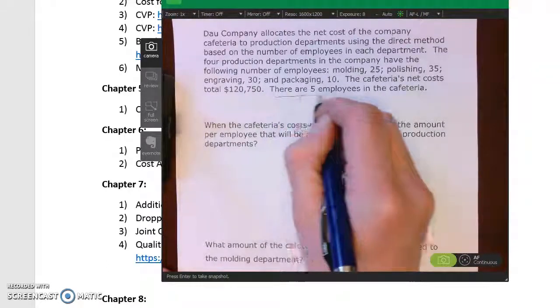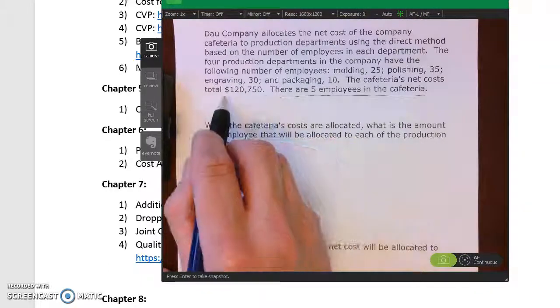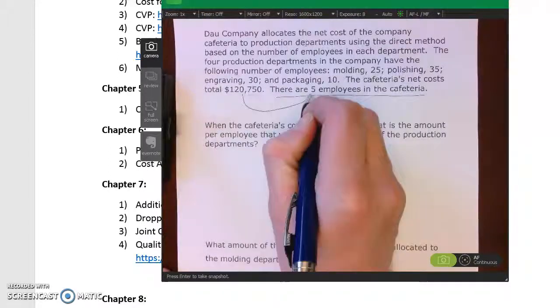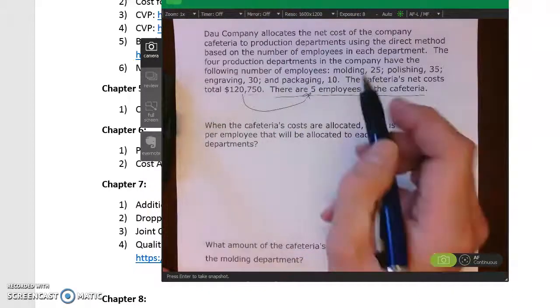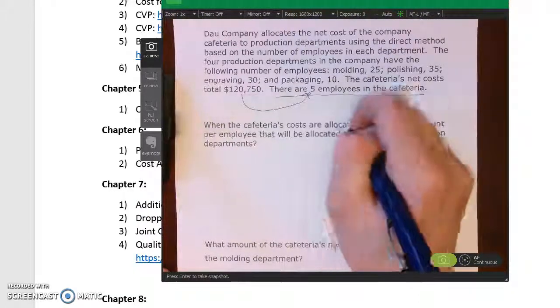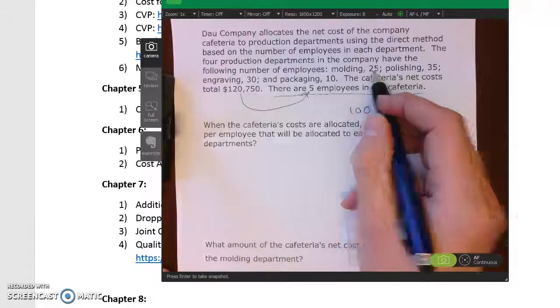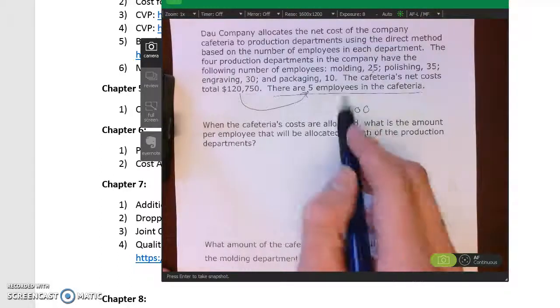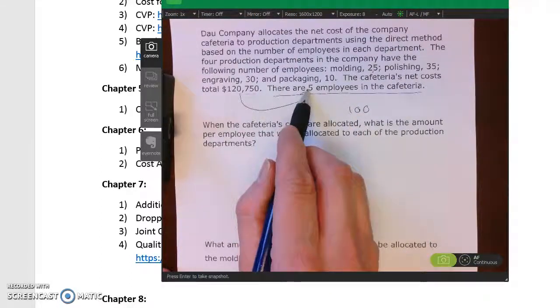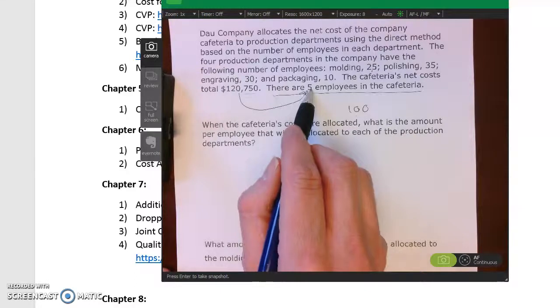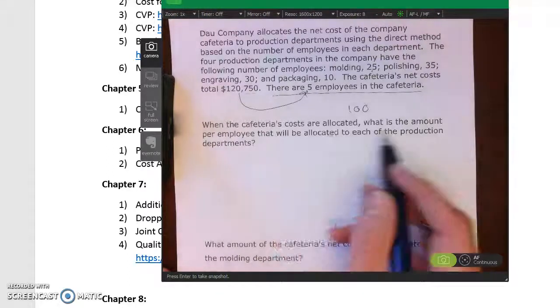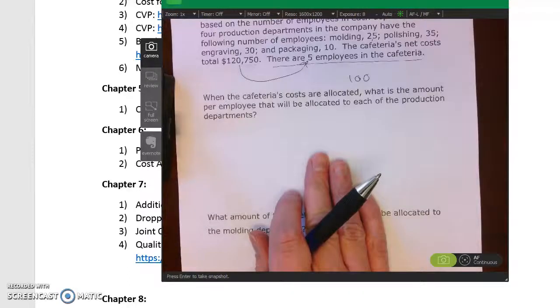It says right over here there are 5 employees in the company cafeteria, and the company's costs are $127.50. This cost is for these 5 employees. So when you add up all these employees, you get 100 employees, which is the 25 and 35 and the 30 and the 10. Okay, the base is 100 employees. It's not 105. They would not be included in the base because this is their cost that you're trying to push out to these other departments. So it says the first question, what's the amount per employee that will be allocated to each?